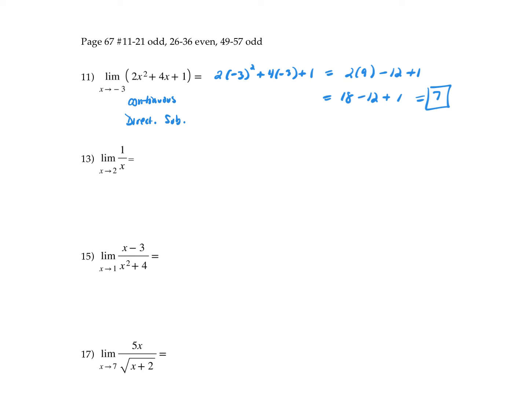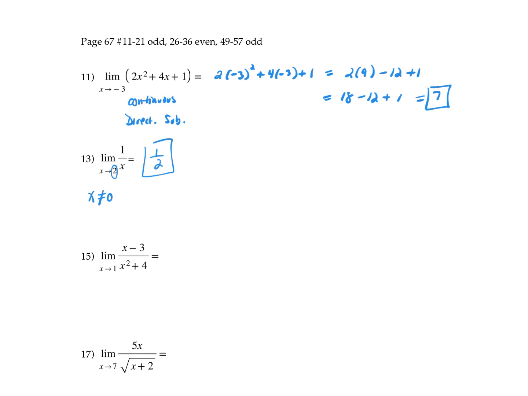Number 13, a rational function will have a domain restriction. That domain restriction in this case is x is not equal to 0, but we're not finding the limit at 0, so we can just plug that 2 in, and there's our limit, 1/2.